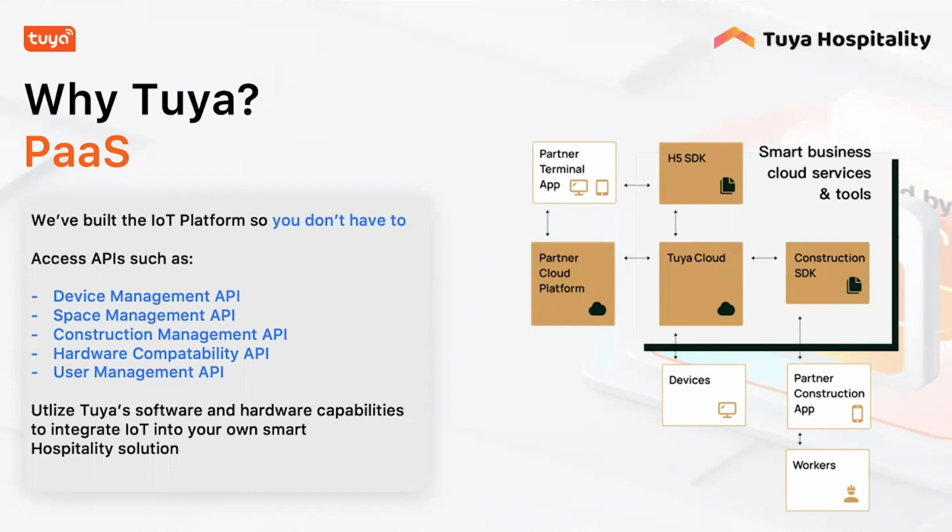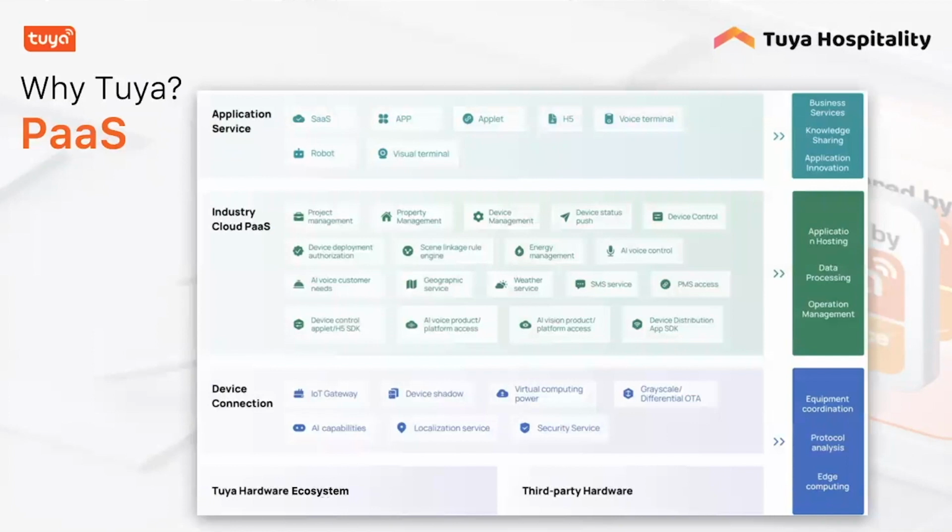We can provide you with the necessary APIs for device management, space management, user management, and much more, and support you in building these into your existing software. We'll be able to provide your development team with the necessary APIs and SDKs to build the solution you really want. Here's a more detailed look at the PaaS capabilities we have available within Tuya Hospitality.